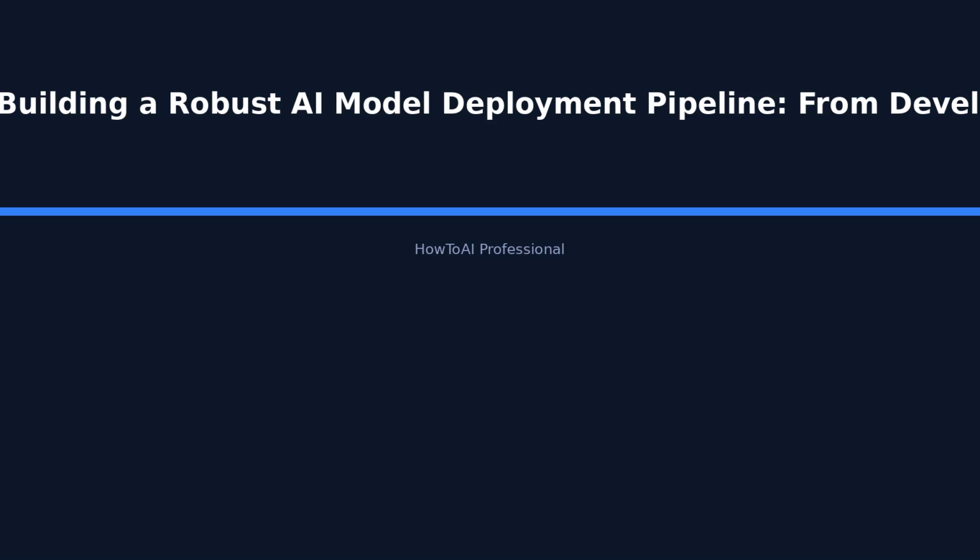Section 7, Challenges and Best Practices. While we've outlined the stages of an AI deployment pipeline, it's essential to be aware of the challenges that can arise during this journey. One of the most common issues is the lack of collaboration between teams. Data scientists, software engineers, and DevOps must work together seamlessly for a successful deployment. Regular communication and setting clear roles and responsibilities can bridge this gap.